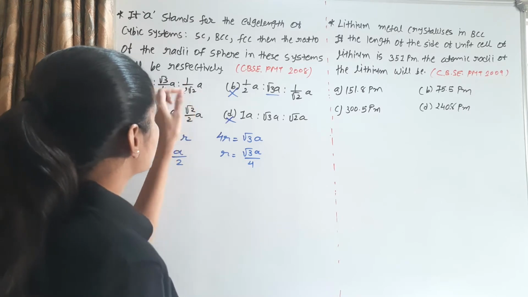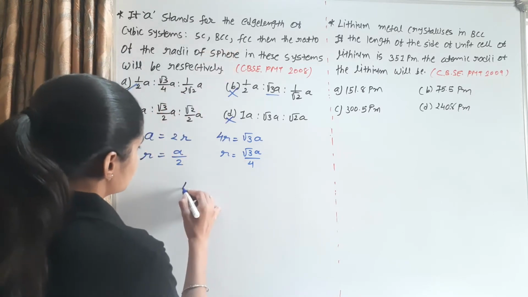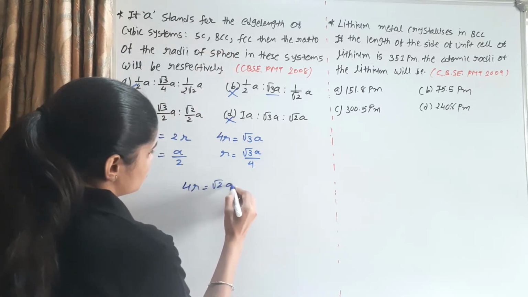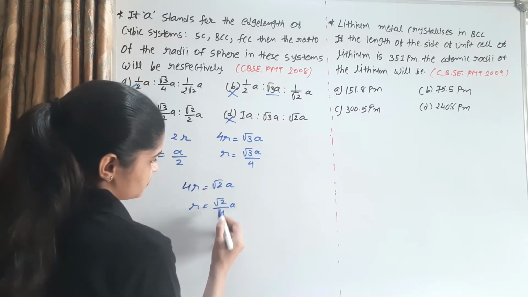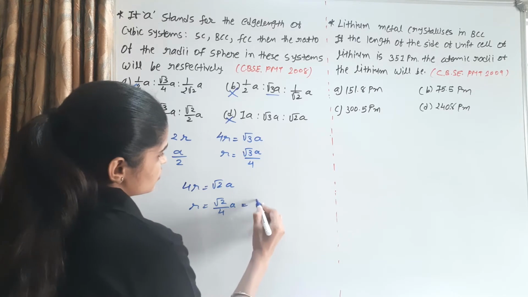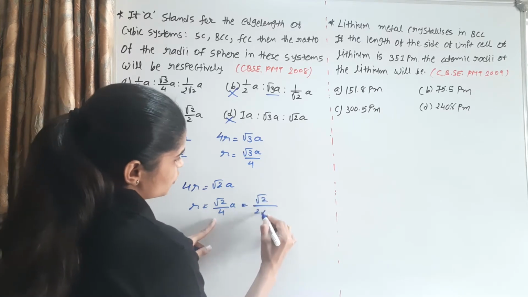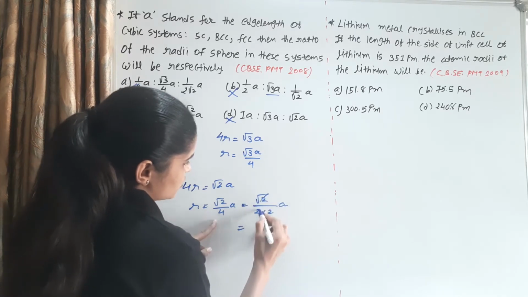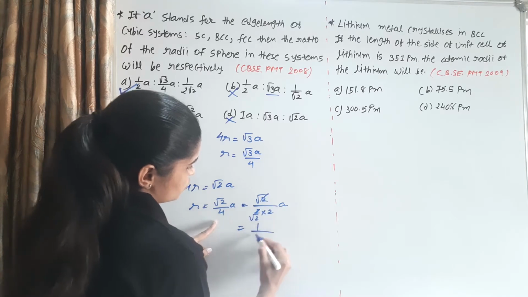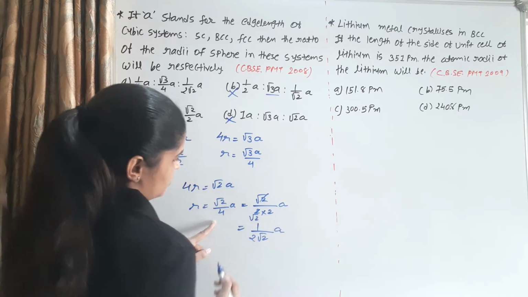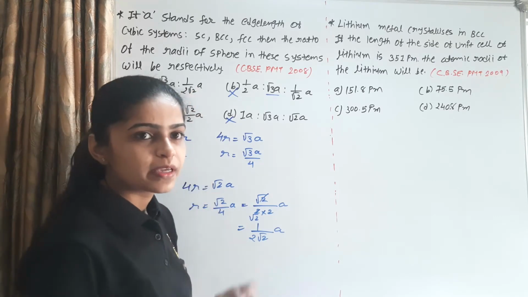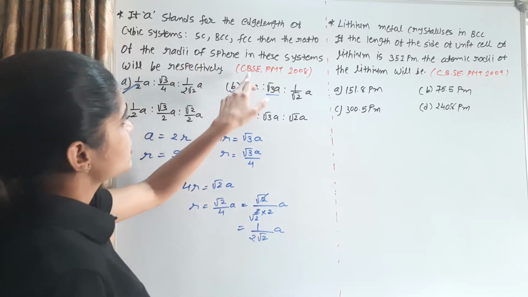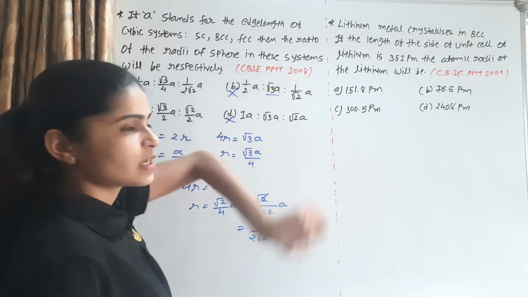Because for the FCC, 4r is equal to under root 2 a, so r is equal to under root 2 by 4 a. This is under root 2 by 4, that is 2 into 2 a, so multiplying by 1 by under root 2 a, this is 1 by 2 under root 2 a. This question was asked in CBSE PMT 2008.